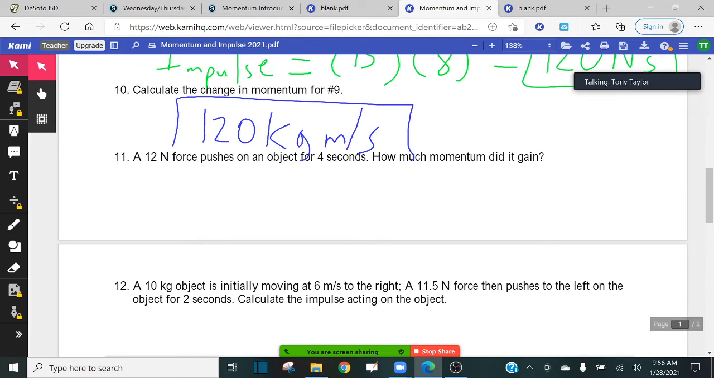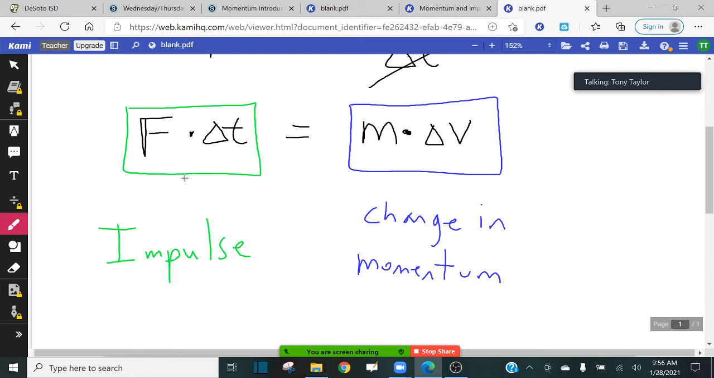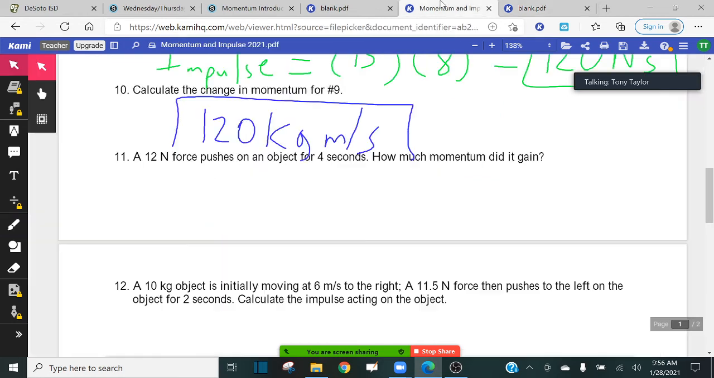Let's look at number 11. Number 11 says a 12 Newton force pushes on an object for 4 seconds. How much momentum did it gain? Now notice, guys, they're asking us to calculate change in momentum. But notice what they give us: force and time. So they give us everything we need to solve for impulse. Remember, if we know the impulse, we know the object's change in momentum. In other words, how much momentum that object gained, the change in momentum for that object.